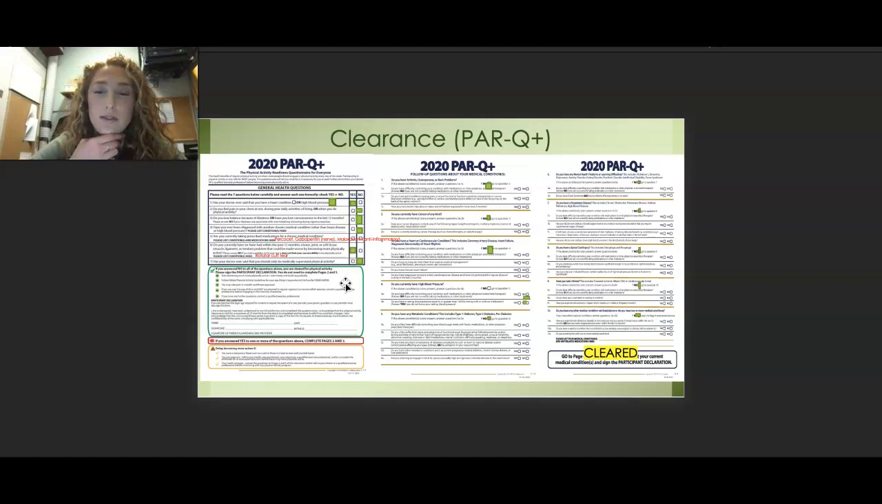He does also have slight hypertension as well, stage 1 hypertension, so we just wanted to be aware of that as well. But going all the way through the clearance PAR-Q questionnaire, we were able to clear him for exercise, so he was healthy to begin.